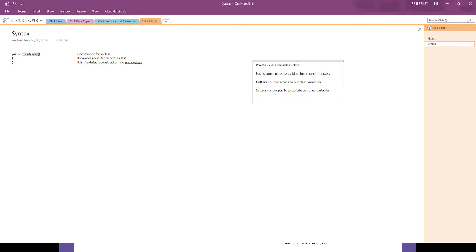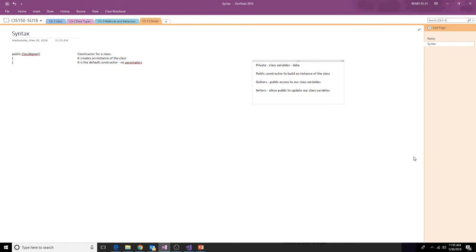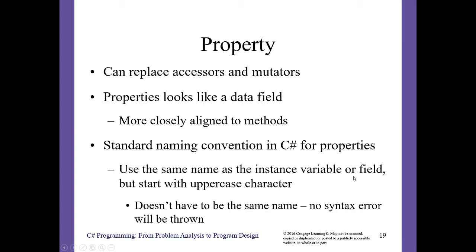So we can have a lot of things going on, but we can protect our data. Now we can also have some other methods, instance methods. Besides our getters and setters and our constructors, we can have instance methods. And instance methods perform some sort of action for our class. So in the example that they show here in this presentation, they're performing the action of calculating the average and returning that as a value to whoever made that call.